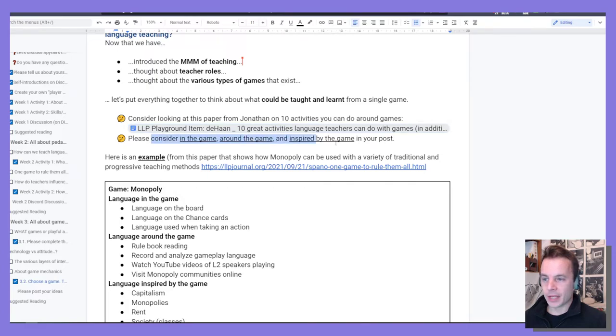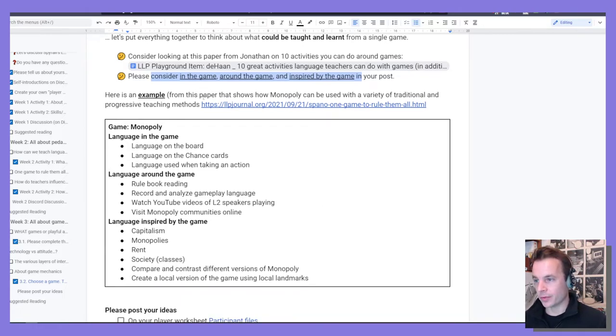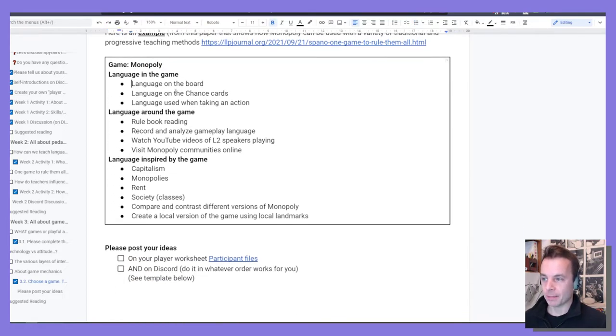Consider in the game, around the game, and inspired by the game, which is that square that we just had above. And here is an example based on the One Game to Rule Them All paper using Monopoly. So we've got this game, Monopoly. Language in the game, language around the game, language inspired by the game. I'll just read through it. So language in the game: Monopoly itself, you've got language on the board, language on the chance cards, language used when taking an action. Okay, so, I move to Park Lane.